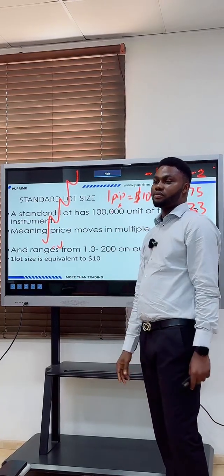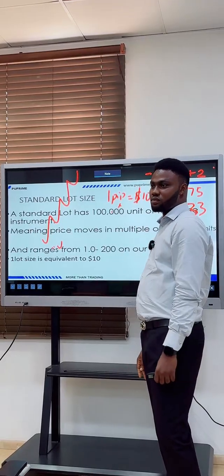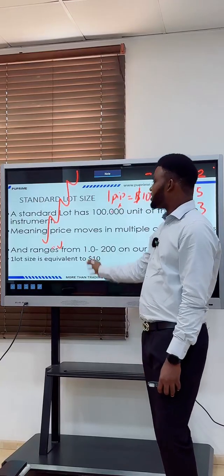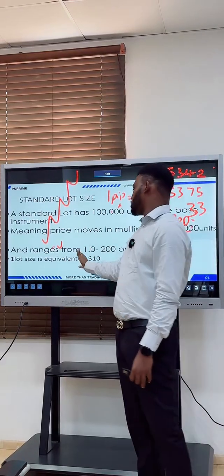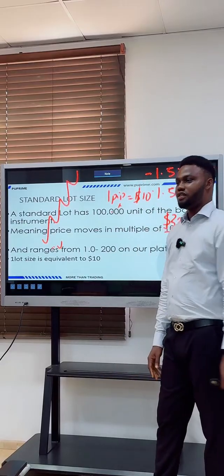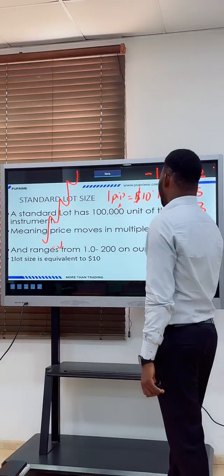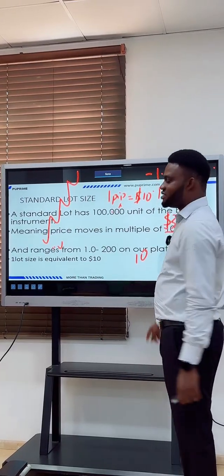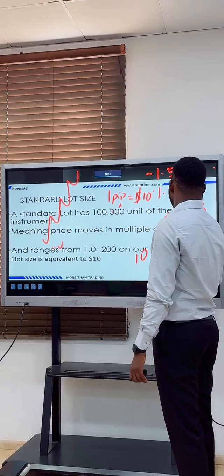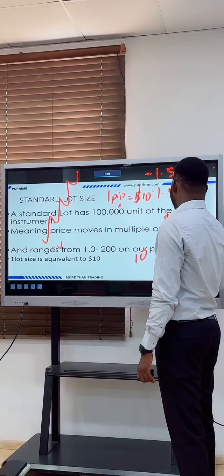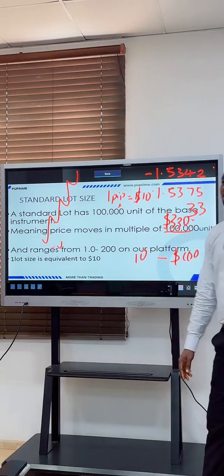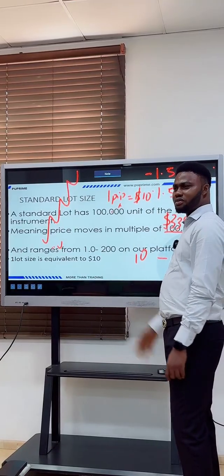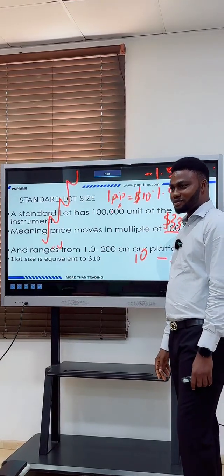Another question is, you may choose not to use one standard lot. For a standard lot, we have between 1.0 to 200. You can use 5, 10. If you use 10, that means one pip movement is $100. So for 33 pips, you have 100 times 33, that's going to be $3,300. That's a lot of loss.